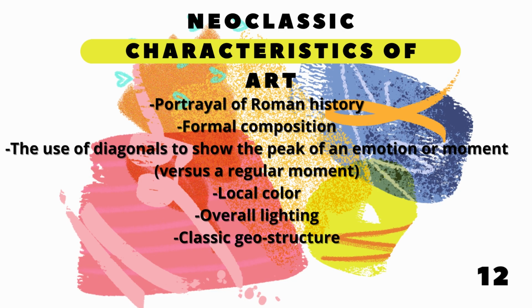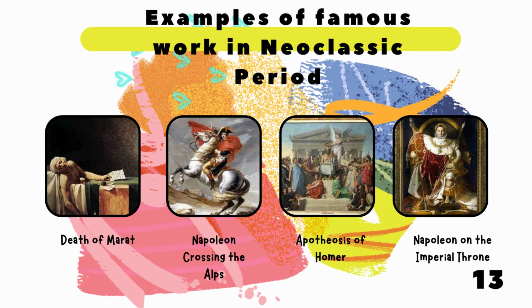Characteristics of art in Neoclassic period: portrayal of Roman history, formal composition, the use of diagonals to show the peak of an emotion or moment versus a regular moment, local color, overall lighting, and a classic geostructure. And here are some examples of famous work in Neoclassic period: The Death of Marat, Napoleon Crossing the Alps, Apotheosis of Homer, and Napoleon on the imperial throne.